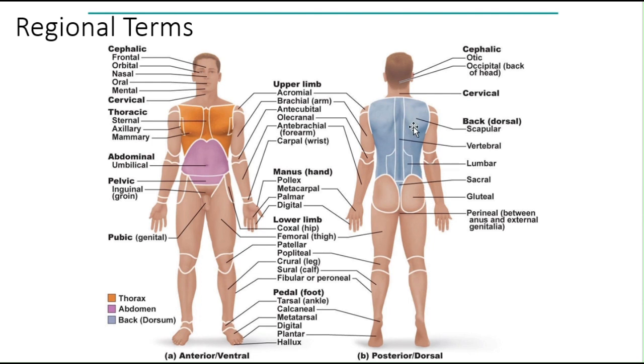And the back, or dorsal, we have the scapular region, the vertebral region, lumbar region, and sacral region. And the buttocks is called gluteal.